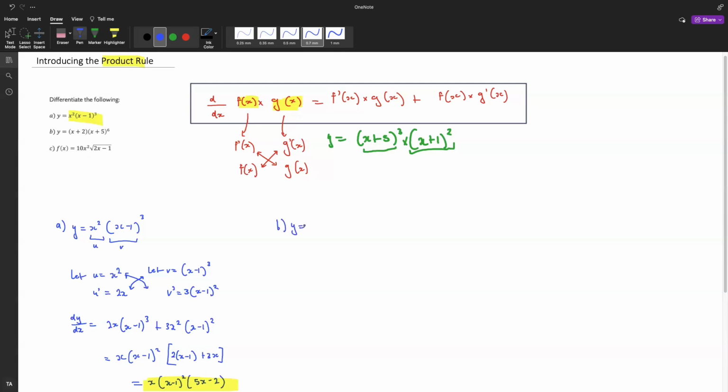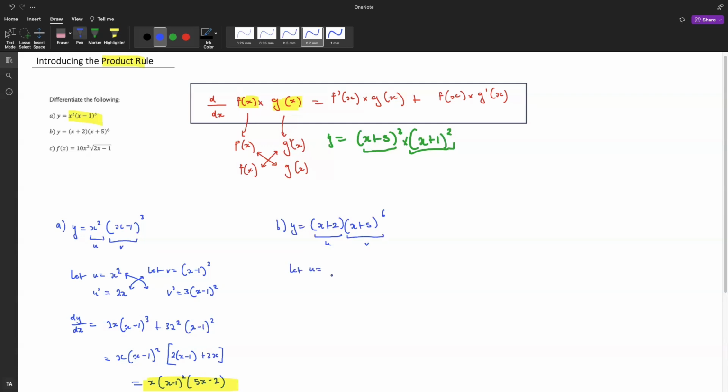We've got y is equal to (x + 2) times (x + 5) to the power of 6. So again, we can clearly see that this is our one function here, which I'm going to call u, and that's multiplied by a second function here, which I'm going to call v. Well, let's go through the same process.